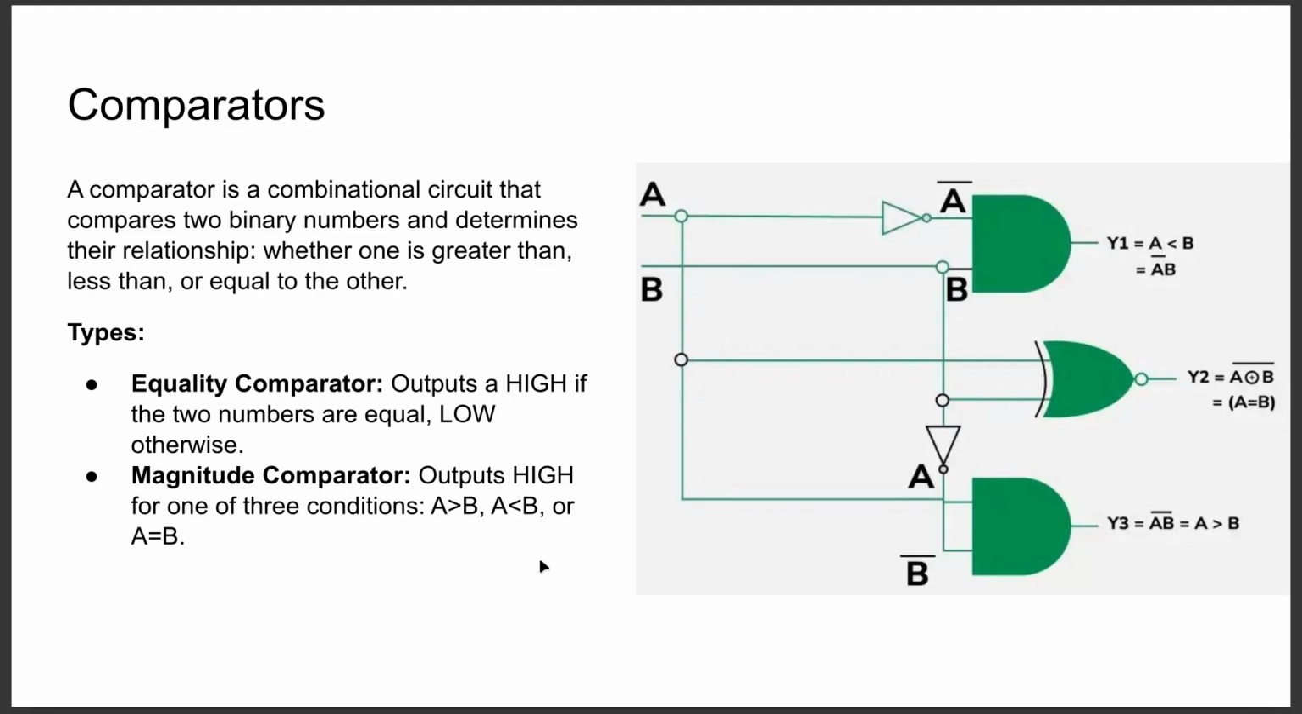Comparators. A comparator is a combinational circuit that compares two binary numbers and determines their relationship, whether one is greater than, less than, or equal to the other. So here you would have a typical application. If you wanted to see if A was less than B, you would use this gate. If you wanted to see if they were equal, you would use an XOR gate. And if you wanted to see if A was greater than B, you would use this configuration.